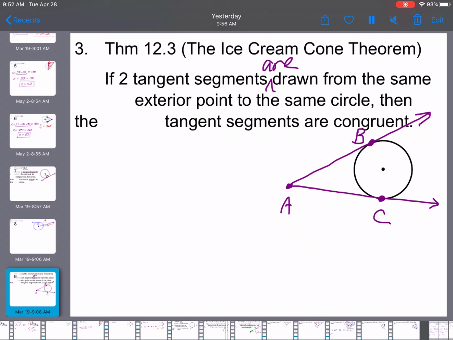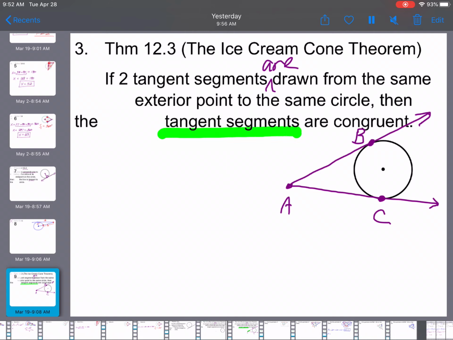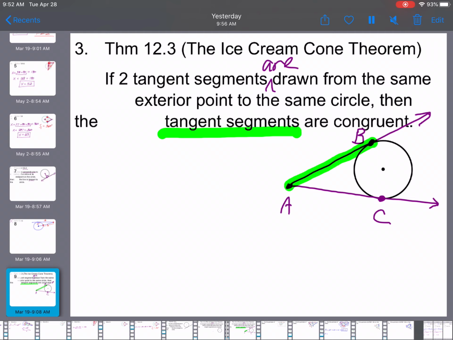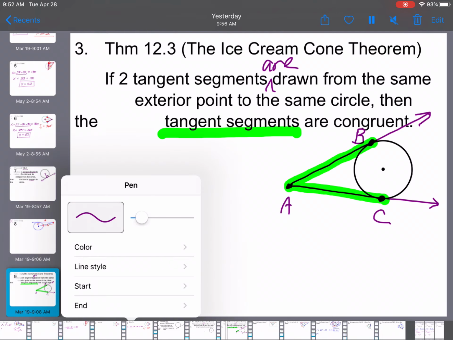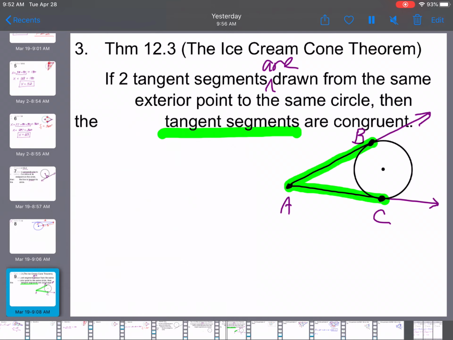So if two tangent segments are drawn from the same exterior point to the same circle, then the tangent segments are congruent. Now, the tangent segments are just the portions of the tangent lines or tangent rays that come from point A to the point of tangency. So AB is one of our tangent segments, AC is the other. And this theorem tells us now, and I think if you guys hold this thing sideways, you can see why I call it an ice cream cone. This theorem tells us now, everybody, that those two tangent segments have to be congruent to each other. So line segment AB must be congruent to line segment AC, just like the two sides of an ice cream cone have to be the same length.